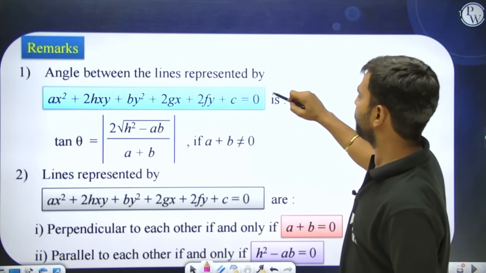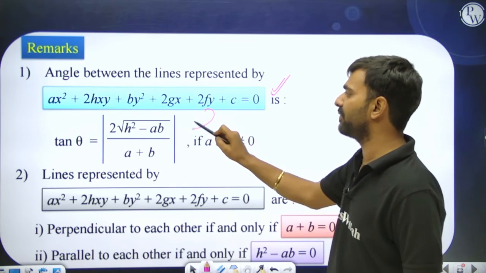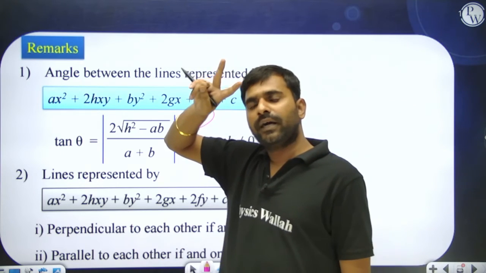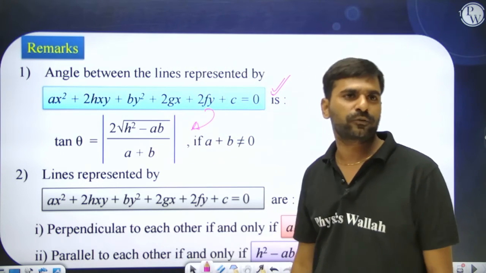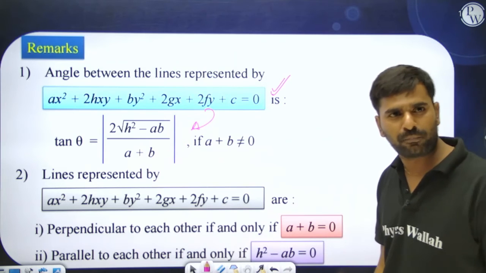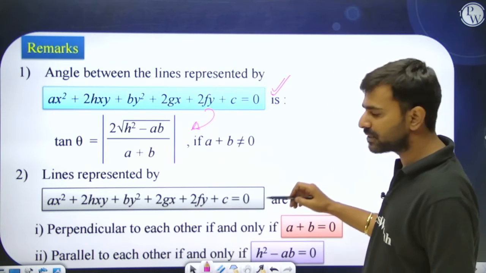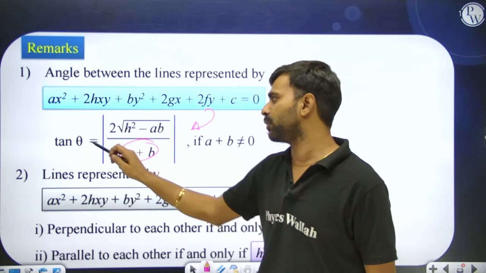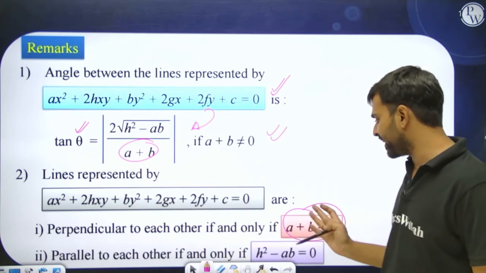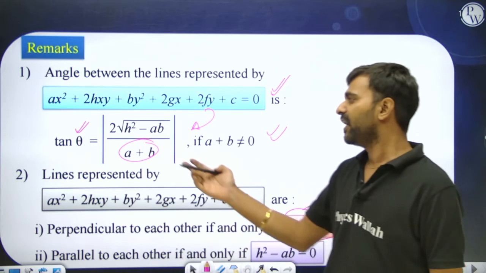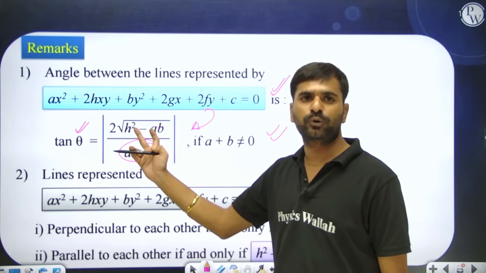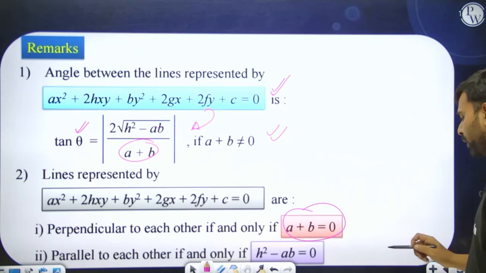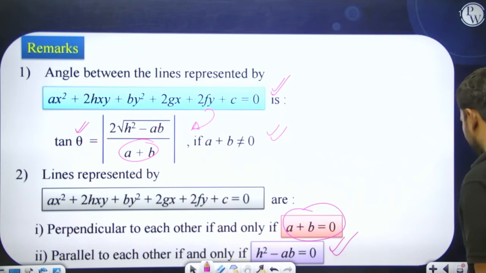Yes, if a line is given to me like this, and if this is representing a pair of lines, then the angle between those two lines will be represented by tan θ = 2√(h² − ab) / |a + b|. So lines represented by this are perpendicular if |a + b| is equal to 0, because if this is 0 then the angle is going to be 90 degrees. So in that case we can say that the lines are perpendicular, and if h² − ab is equal to 0, meaning h² = ab, then tan θ will be equal to 0, meaning the angle between the two lines will be 0, meaning the two lines are parallel.